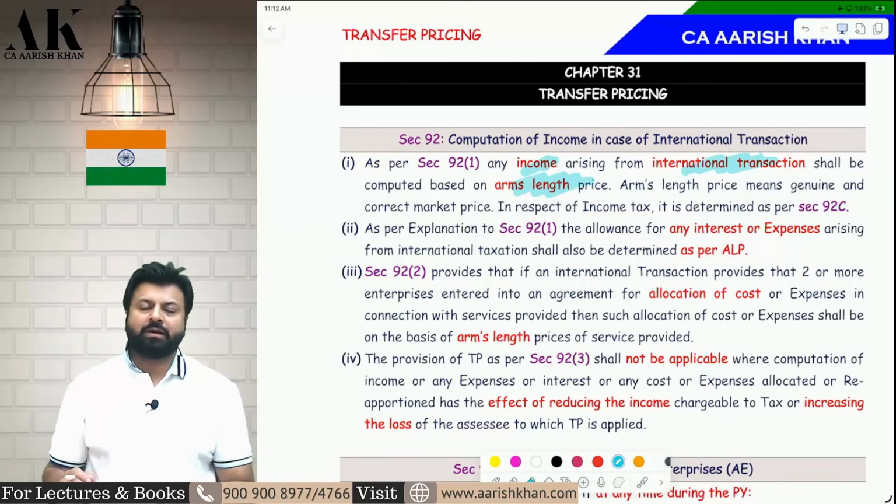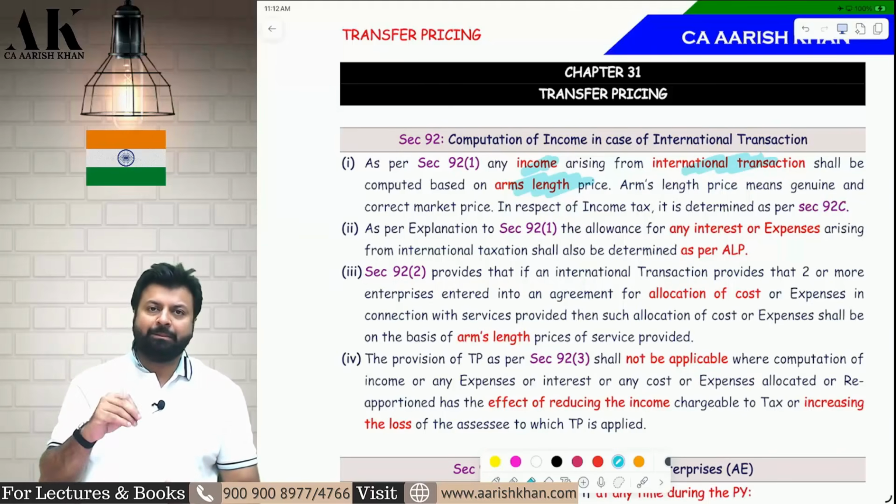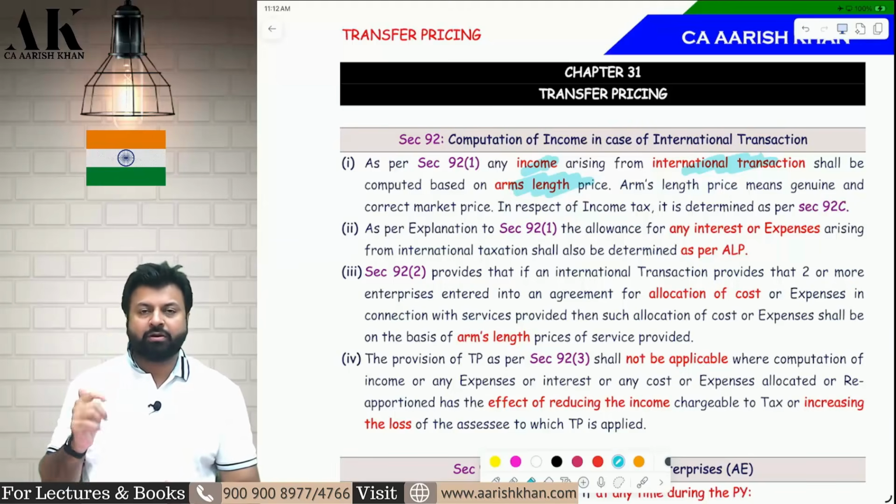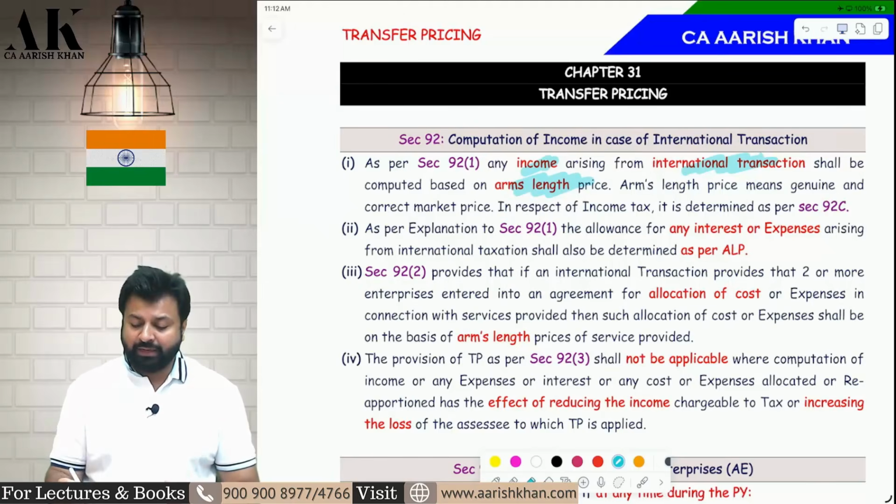What do you mean by the term income? Income may include sale also, income may include purchase also, income may include expense also, income may include interest also. All these things are income. Income can be impacted because of all these things. Income can be impacted because of sale. Income can be impacted because of purchase. Income can be impacted because of expenses. Income can be impacted because of interest expense also. So any income which is arising from international transaction.